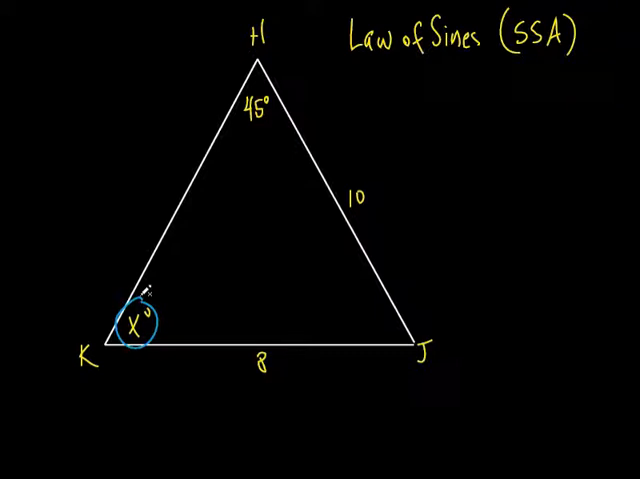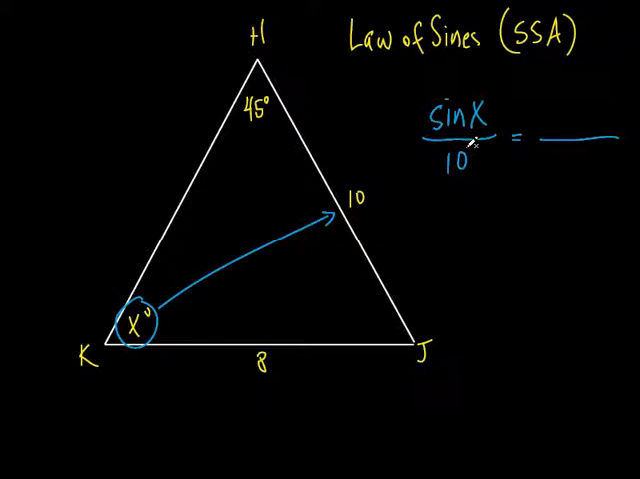So we're going to solve for this right here. So what I'm going to do is I'm going to say the sine of x over what? I look where? Opposite, right. And what's opposite that angle? It's a 10. So I just put a 10 right there.